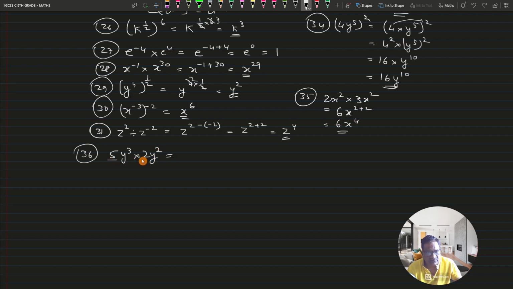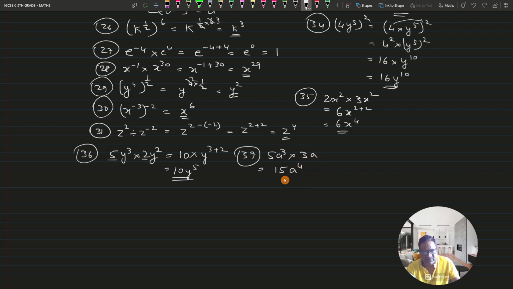Again the numbers you have to multiply out separately. 5 into 2 will be 10 times y cubed into y square, which will be y raised to 3 plus 2. This should work out to 10y raised to 5. That's the answer. 37. 5a cubed multiplied by 3a. Again you have to multiply the numbers separately. 5 3s are 15, so I'll write 15 here, and a raised to 3 into a. So 3 plus 1 is 4. So 15a raised to 4 is the answer.